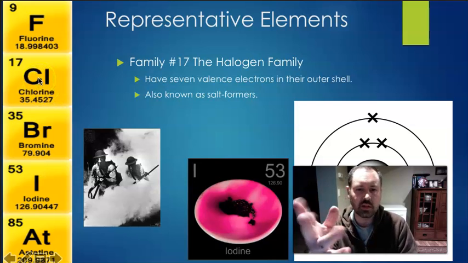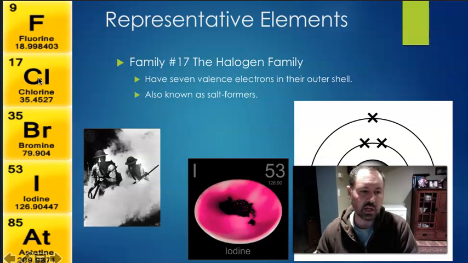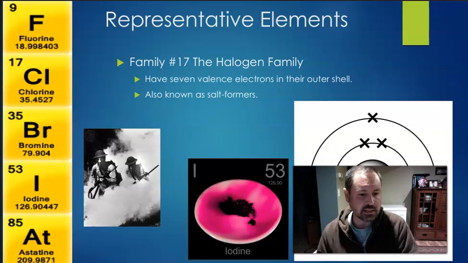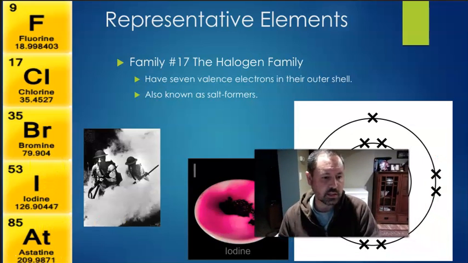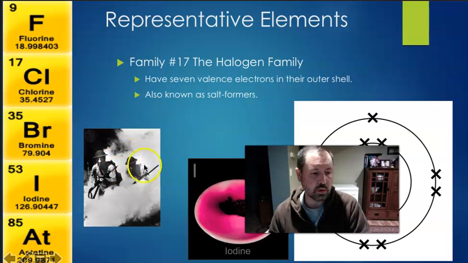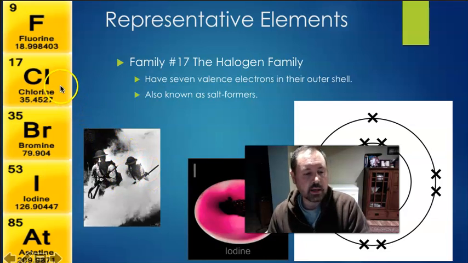So remember the salts that I burned in class and they made all those pretty colors? They all had chlorine in their end, and they were all salts. So the halogen family is the salt formers. And iodine, astatine.